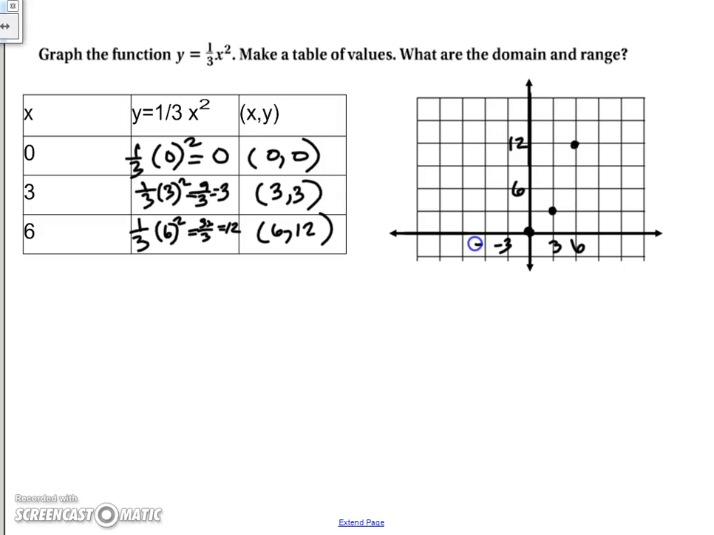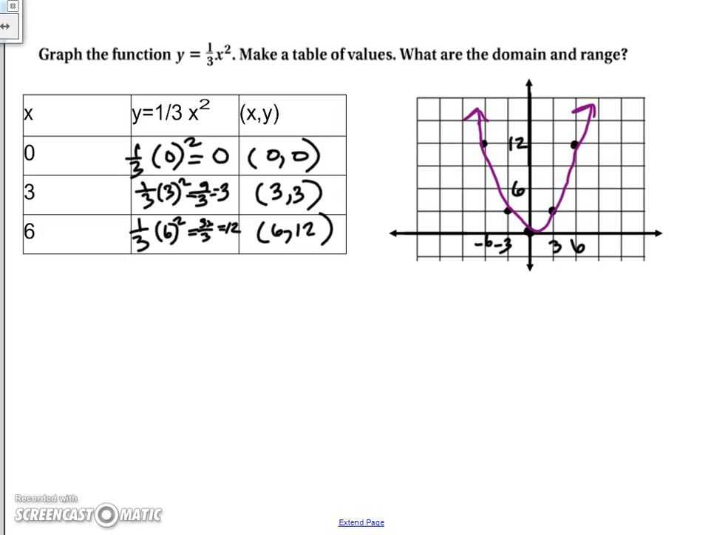And again, like we talked about last slide as well as yesterday, the parabola is symmetrical, so we can go on the other side, and we're going to have (-3, 3) and (-6, 12). Now we have our points, so we can draw in our U-shaped graph.